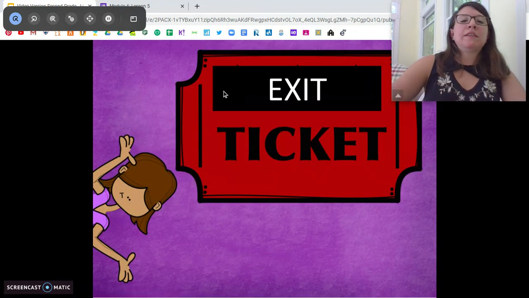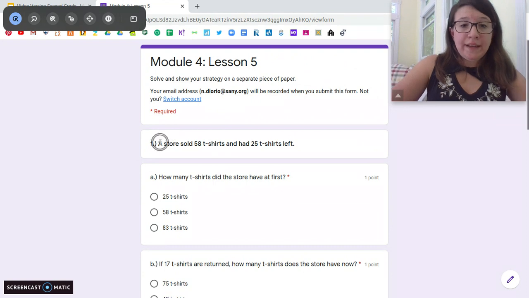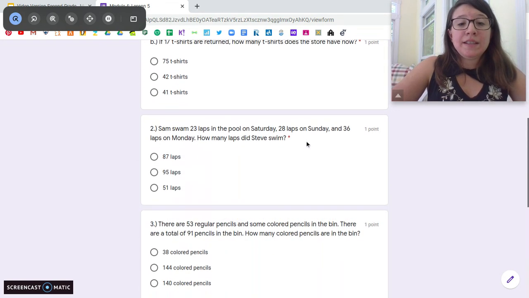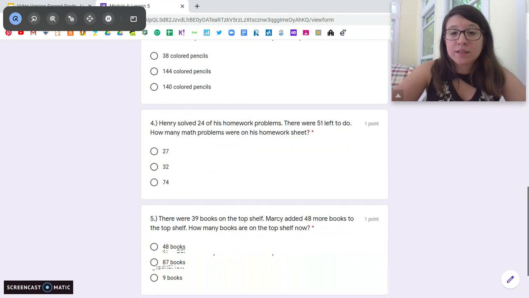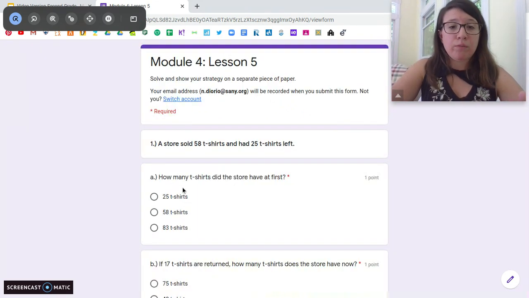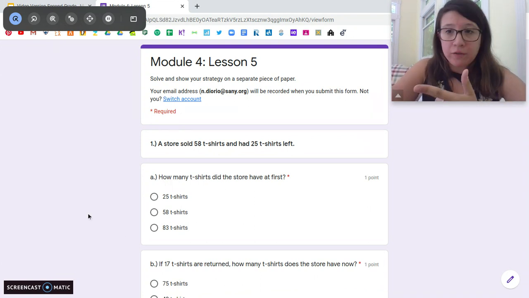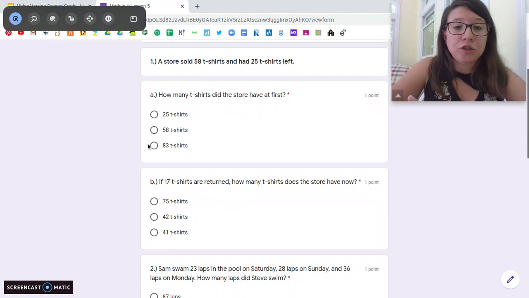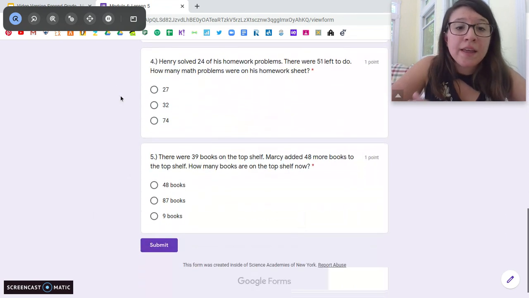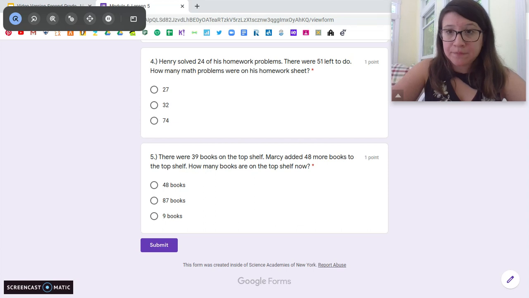Good. Awesome. All right, so your exit ticket today, you are going to read the information it gives you. Now, this breaks down your problems into single-step word problems. So you're going to read the information, answer the question, solve it the arrow way, solve it the number bond way, whatever works better for you, and choose the best answer, okay? There are 5 word problems for you to read and solve.